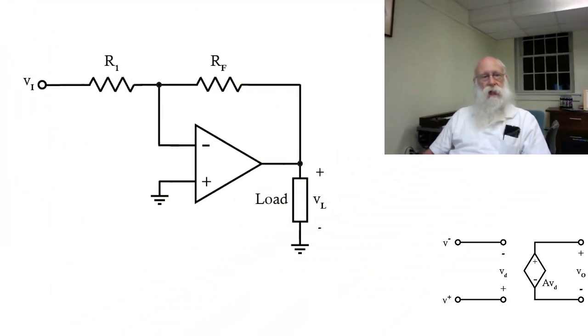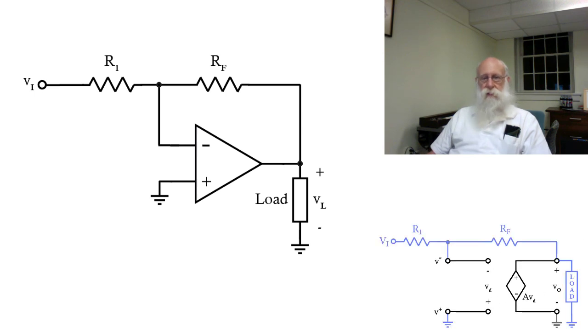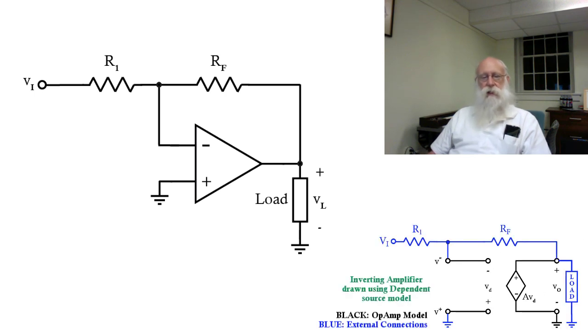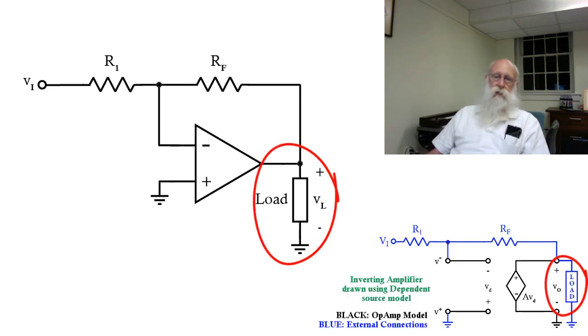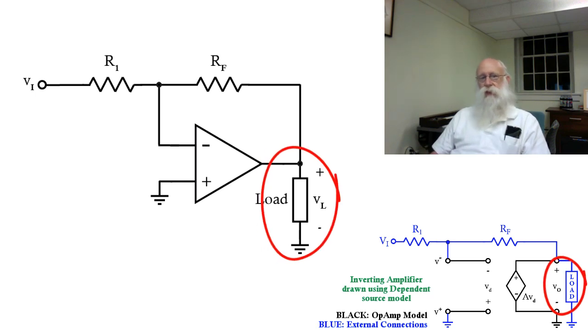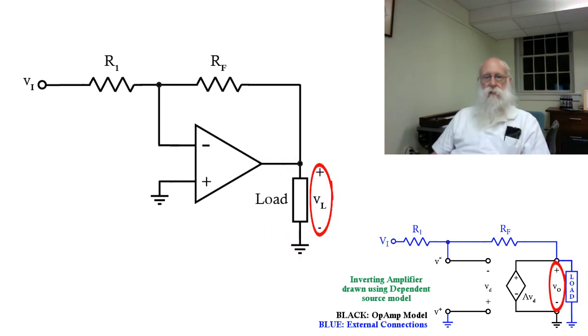Here I've shown the standard inverting amplifier, except I've connected some sort of a load to the output terminal with some voltage V sub L across that load. V sub L is simply what we called V sub O in the previous circuit. Recall, once again, that since we have negative feedback, the voltage at the inverting input is a virtual ground.